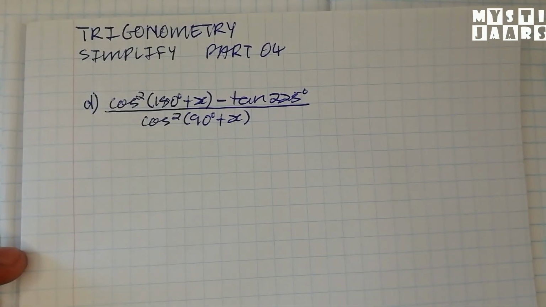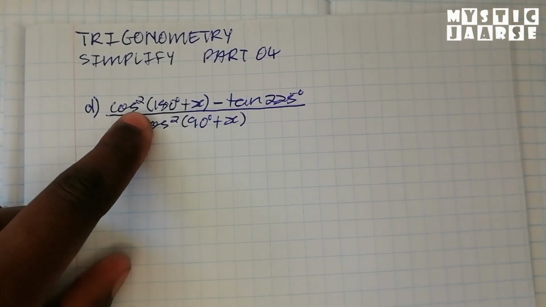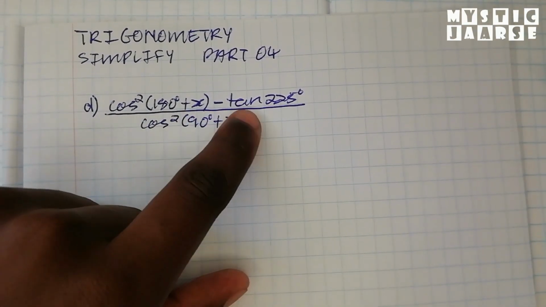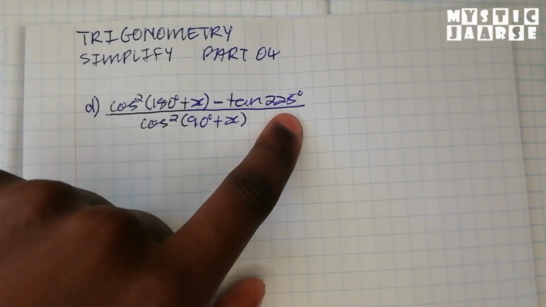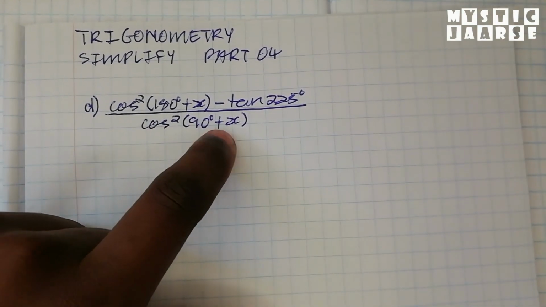This is trigonometry. We are dealing with simplifying trigonometric problems, and this is part 4. We have cos squared of (180 degrees plus x) minus tan of 225 degrees, divided by cos squared of (90 degrees plus x).